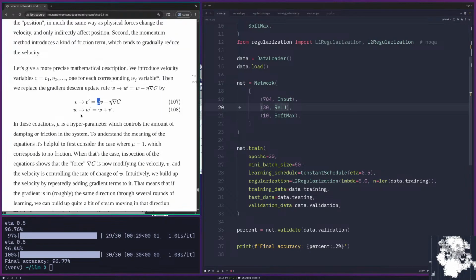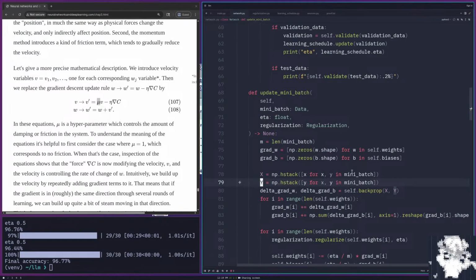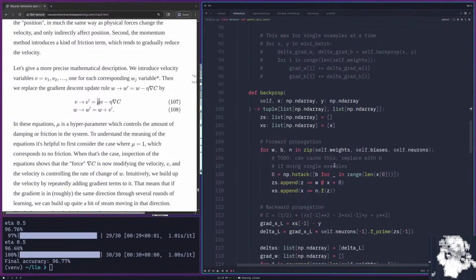Mu. Mu v minus eta grad c. So v is changing the same way that w was changing, except we've got this term here, the mu times this minus that, which looks kind of similar to what we have as our regularization.